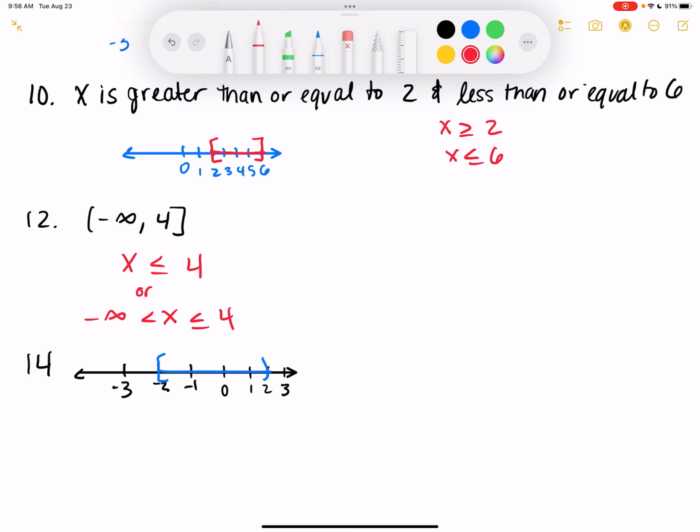X is greater than or equal to negative 2. That's what I meant. And less than 2.